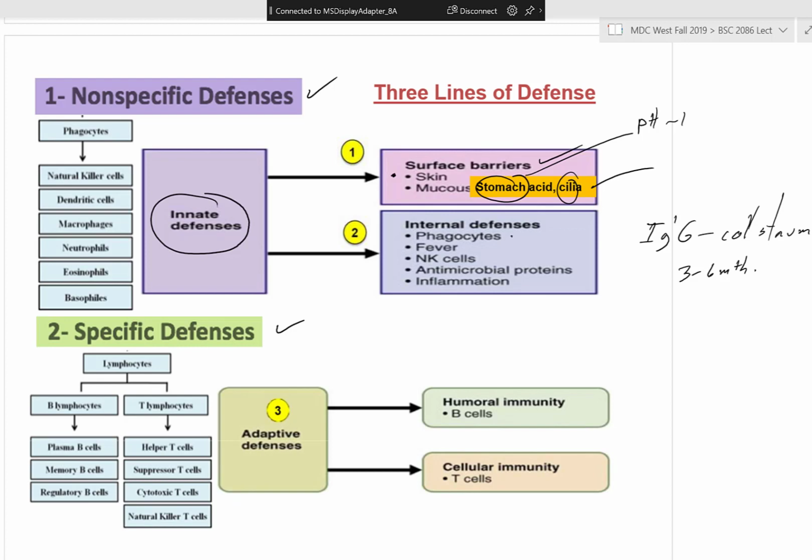Now, are you born with phagocytes? You're born with macrophages. Yes. Are you able to generate fever when you're born? Hopefully, yes. Do you have natural killer cells? Yes, it's part of your T's, right? Do you have antimicrobial proteins? Yes. Are you able to create inflammation? Yes. So these defenses are what? Your innate, correct? So far so good?